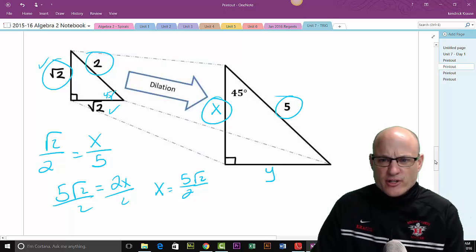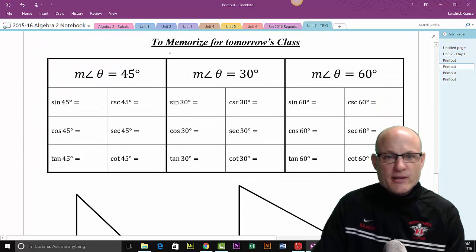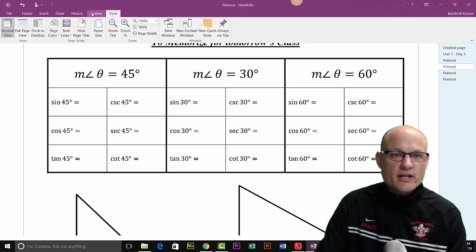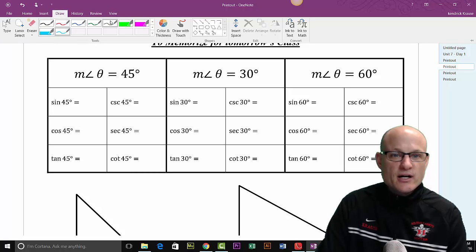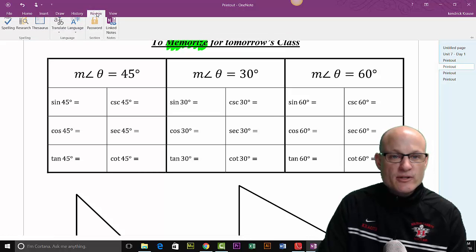This next chart's going to help you on your spiral, as well as the video I create for you. And I did say memorize it for tomorrow's class. Clearly, I should have taken that out because we're not doing it. But you do need to memorize this stuff. Let's see how we're going to do this.